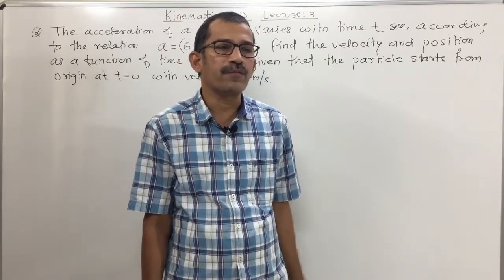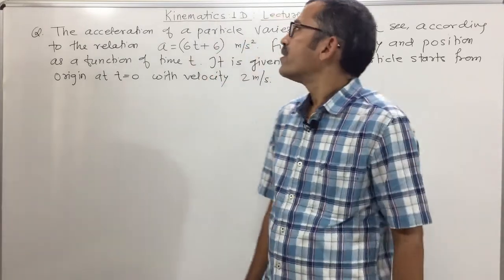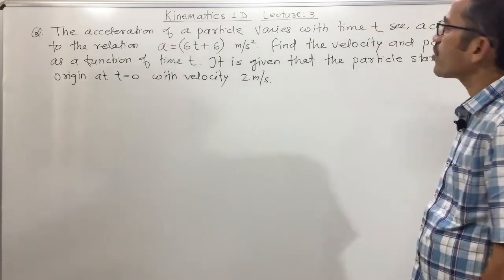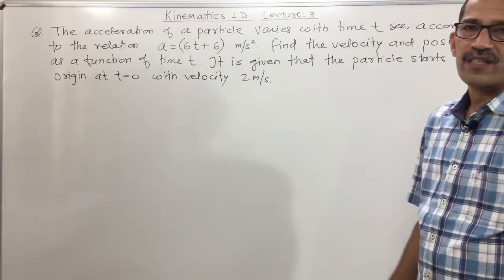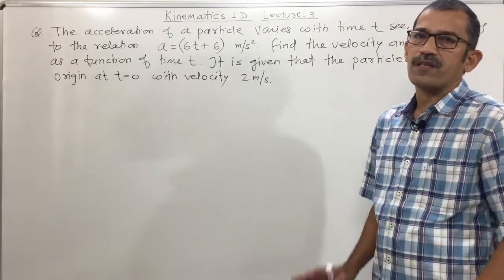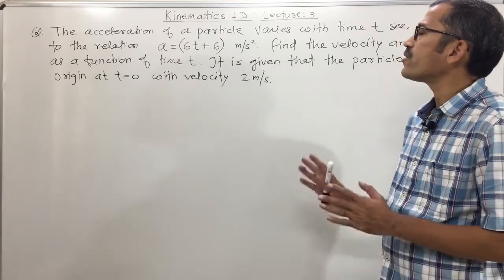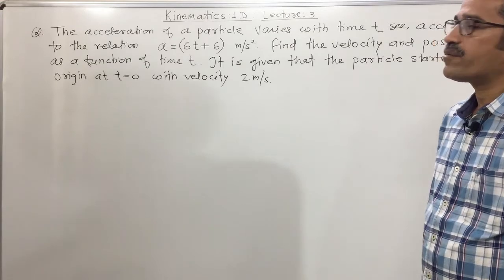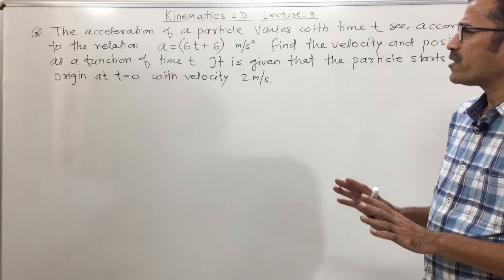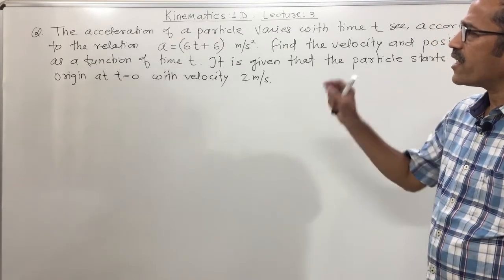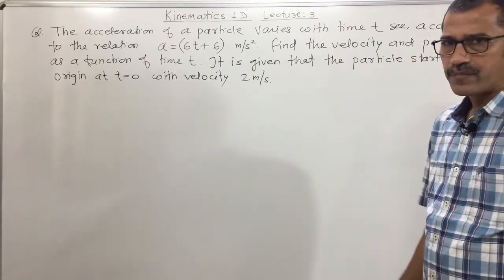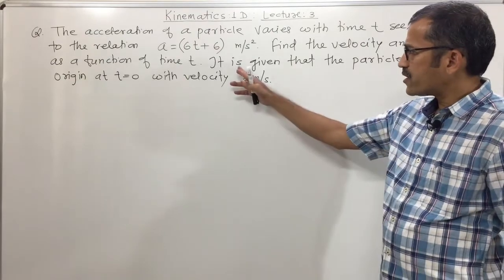Now we'll solve the next problem. See what is given. The acceleration of a particle varies with time t in seconds according to the relation a = 6t + 6. The equation of acceleration in terms of time t is given. Find the velocity and position as a function of time t. That means it is not asked at a particular time instant. At any time instant t, find velocity and position. Simple.